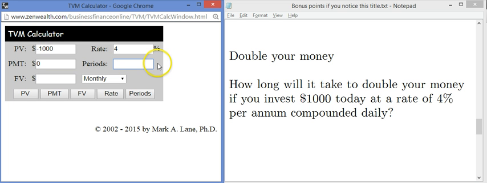The periods, that's what we don't know. We don't know how long this is going to take. We do know the future value, though. We want to double our money. That'll be $2,000, and we're compounding daily. So how long will this take? Calculate the periods. Ooh, that's a big number.